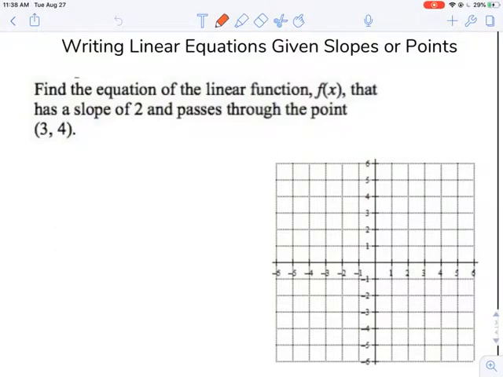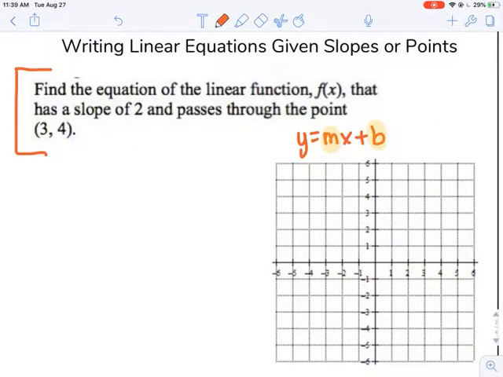These are the notes for writing linear equations given slopes or points. So in these questions, they're going to give us some information that we need to use in order to create a linear equation. And for today, we're only going to be writing in slope-intercept form. That's y equals mx plus b. So we're looking for something to put into m, something to put into b.